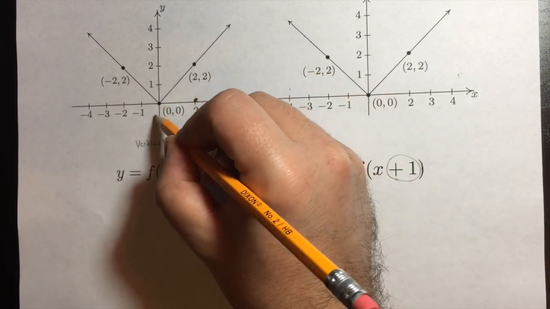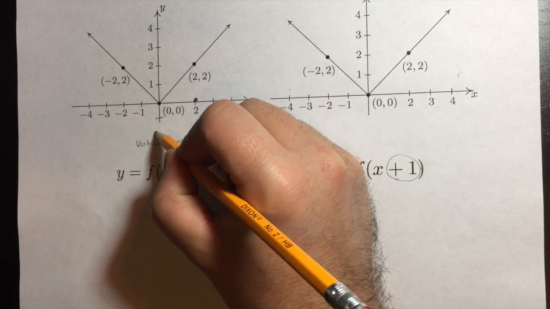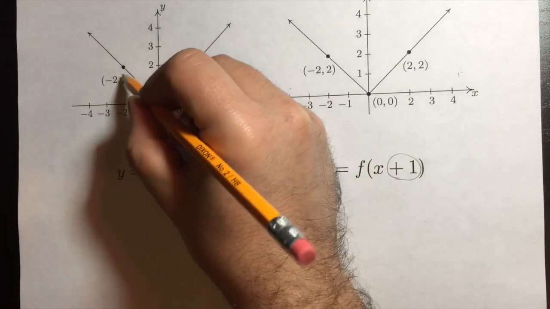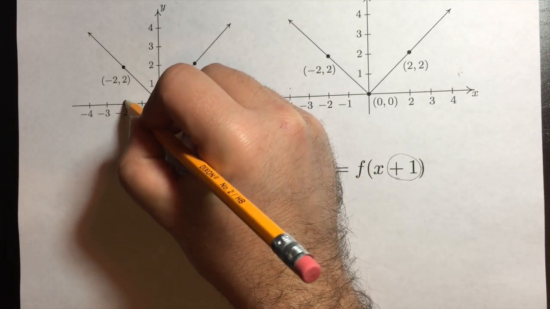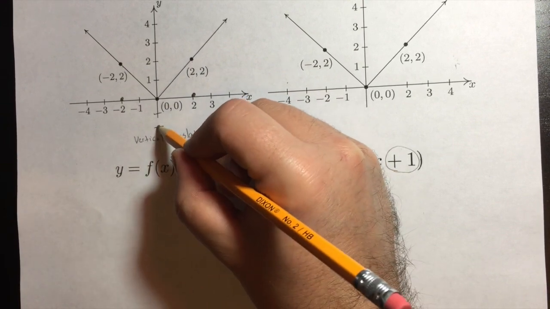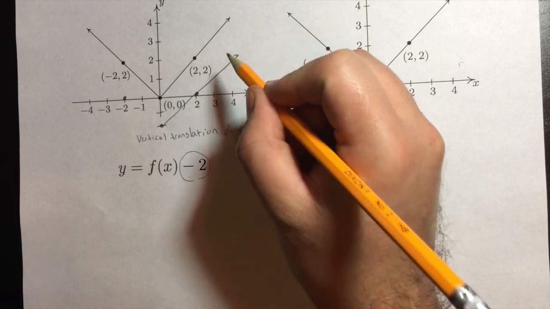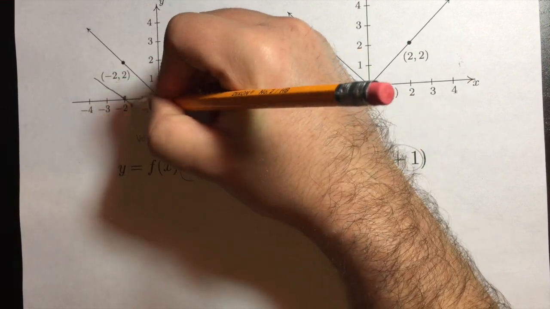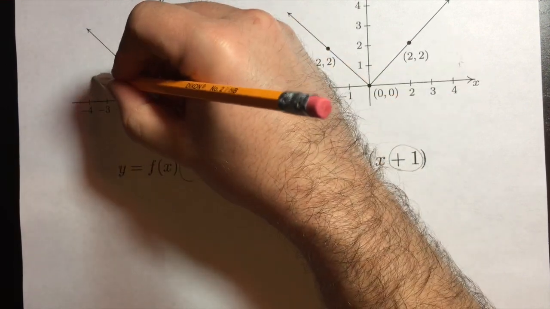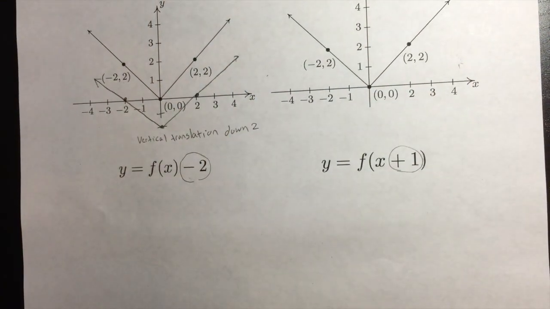1, 2. I have to make more points. 1, 2. And our graph connects like this. All we did was we vertically shifted our graph down 2.